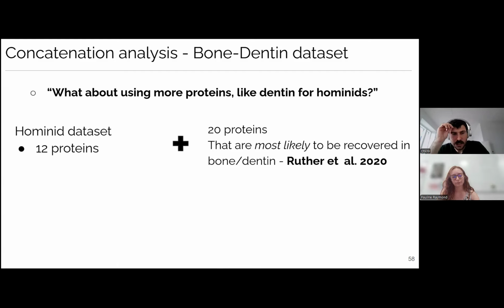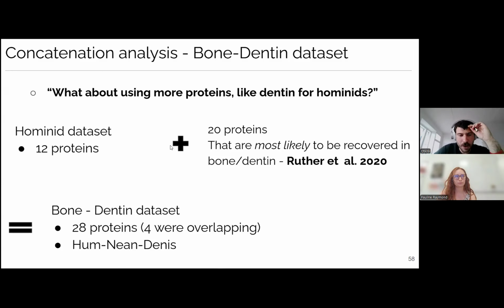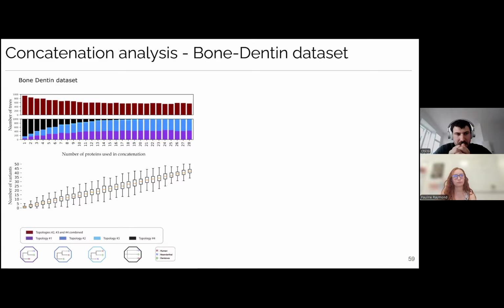We chose 12 proteins that were identified in a previous publication, Ruther et al. 2020, as being the most likely to be recovered from bone and dentin. So we added our two datasets. Unfortunately, 4 proteins were overlapping between these two datasets. Two of them were collagen type 1, I think the other one was collagen type 2, and there was one more bone protein. So in the end, by joining these data sets, we only have 28 proteins. We again acquired these 28 proteins for our human, Neanderthal, and Denisovan groups, and we redid the iterative analysis, this time going from 1 all the way to 28 proteins.